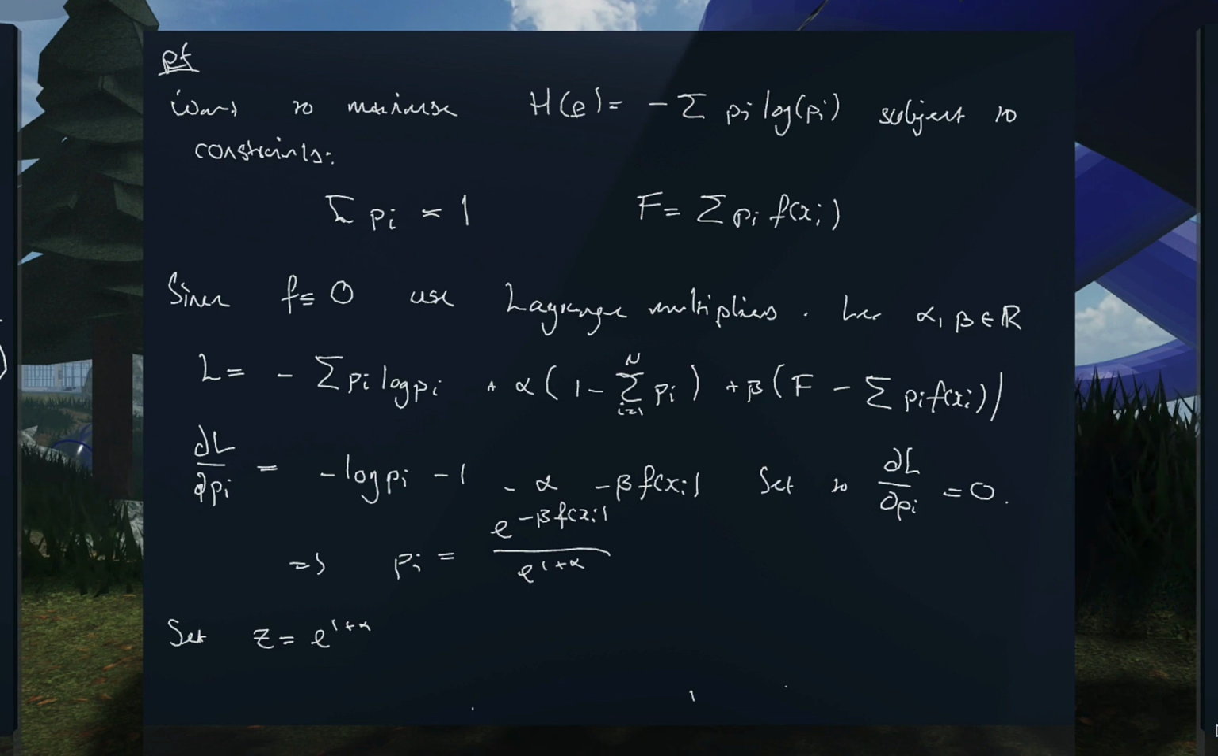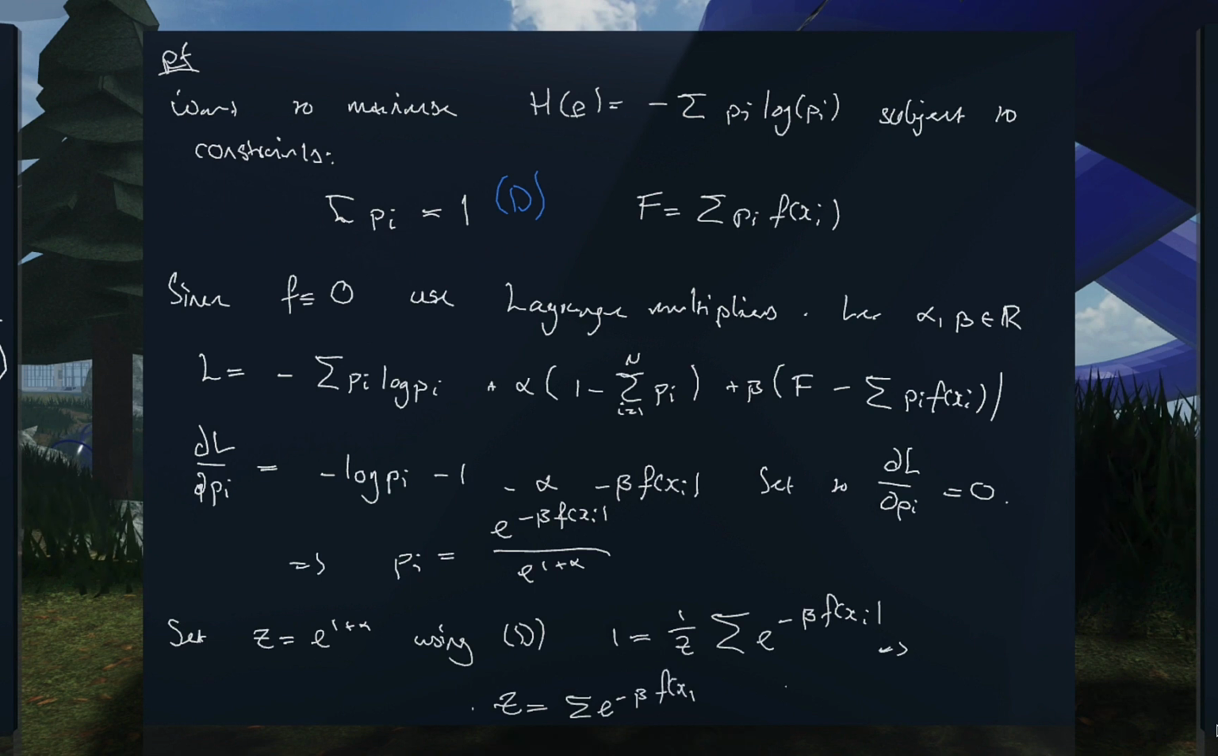And then, I'll label this constraint D up here. So using D, we have that 1 is equal to 1 on Z times the sum of the pi, which we now know is this. Which gives Z, of course, to be what we claimed, which completes the proof, right?